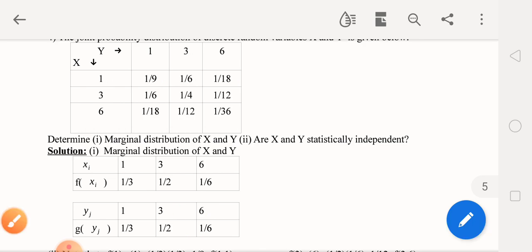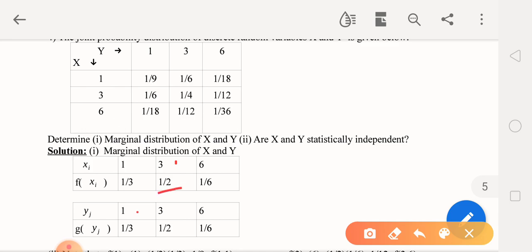Now, I'll take x equal to 3 and the various products of probabilities. X equal to 3, y equal to 1. So 1 by 2 into 1 by 3, it is 1 by 6. X is 3, y is 3, 1 by 2 into 1 by 2 is 1 by 4. X equal to 3, y equal to 6. The product of probabilities is 1 by 2 into 1 by 6. It is 1 by 12.